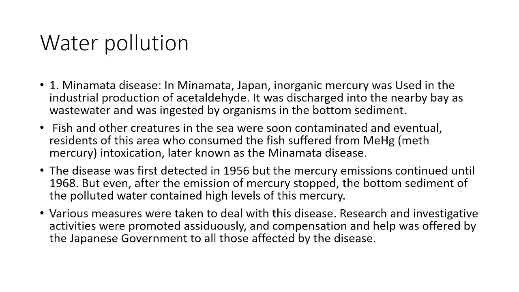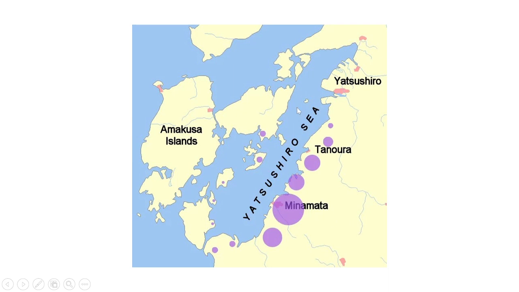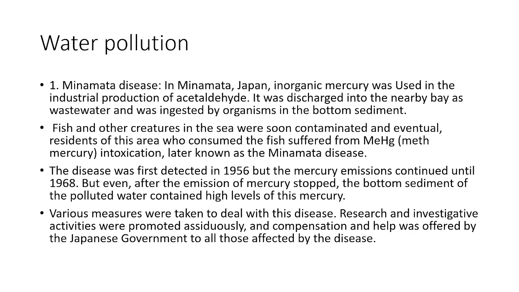What are the other cases of different types of pollution? There is water pollution, and the very famous disease called Minamata disease. So in Minamata, Japan, inorganic mercury was used in the industrial production of acetaldehyde. It was discharged into the nearby bay as wastewater and was ingested by organisms in the bottom sediment.